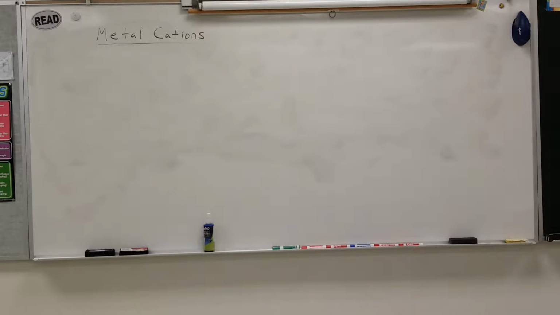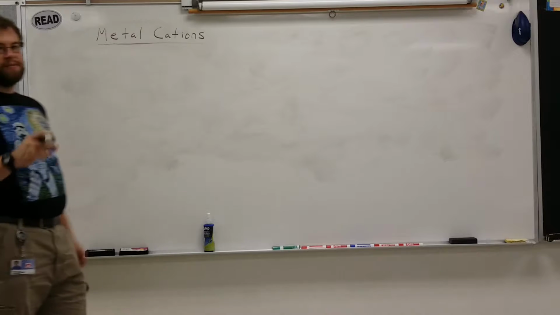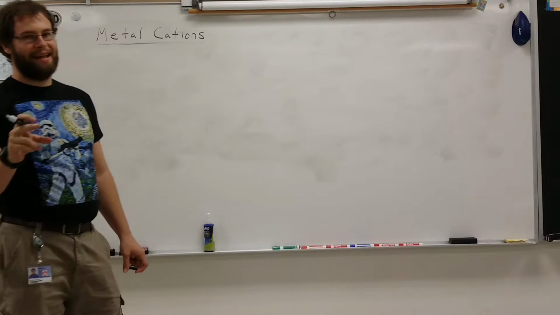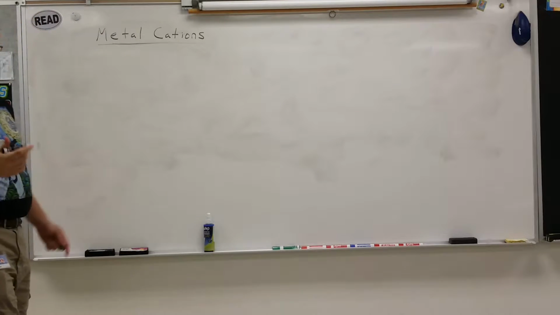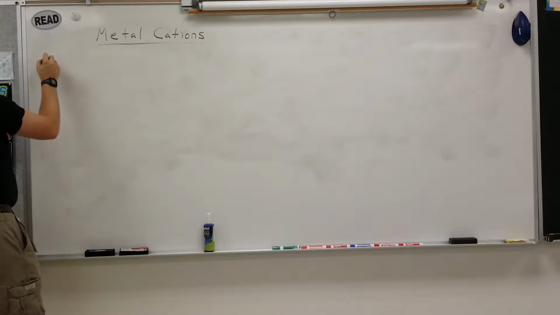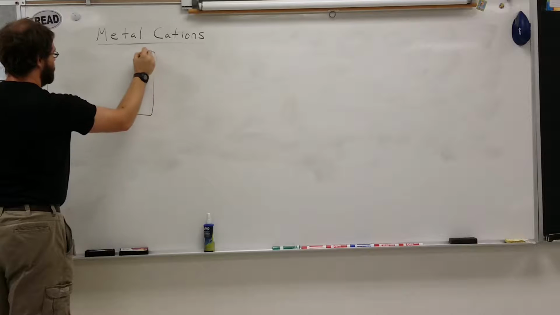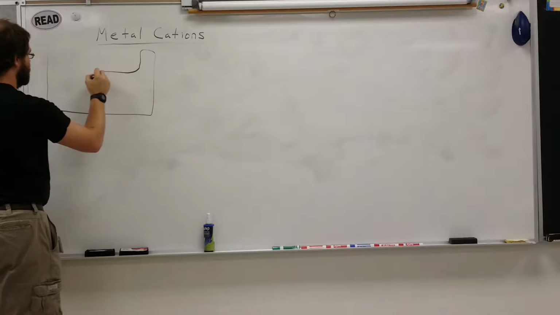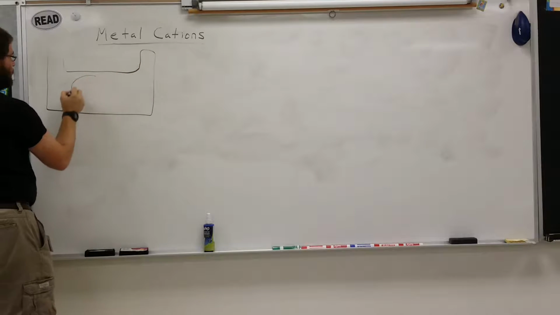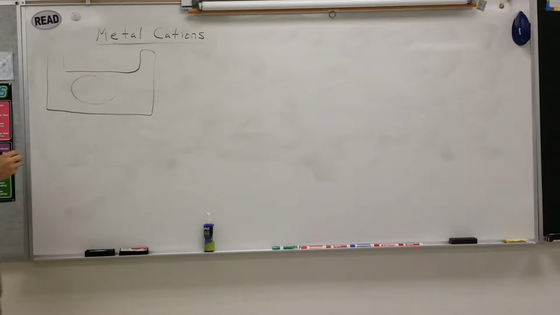Alright, just to extend off of our ions video, we're going to talk specifically about certain metal cations. If you look at the periodic table, it kind of looks like this. You got this long column in the middle, or on the sides, right? And then in the middle here, there's this long section of metals, and those are called transition metals.